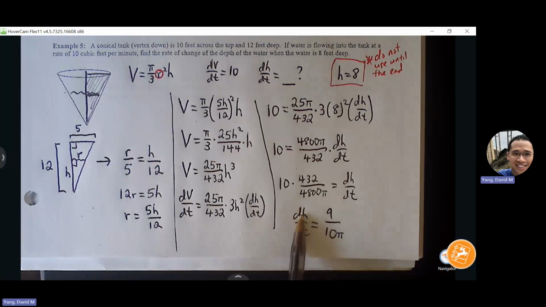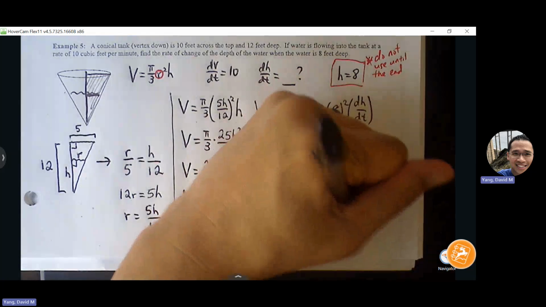And what's our unit of measure here? Height is in terms of feet, time is minutes, so feet per minute, right? Okay, so feet per minute.